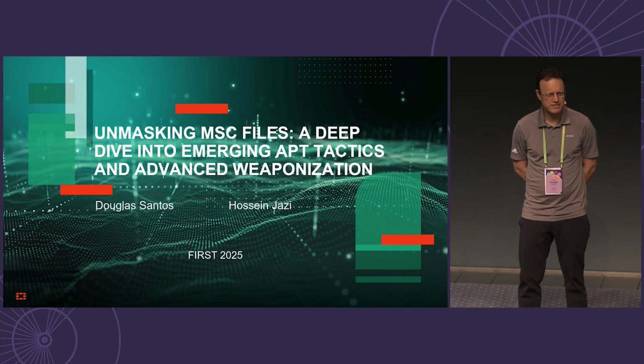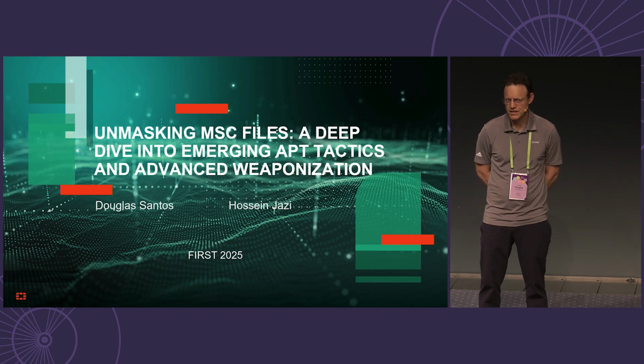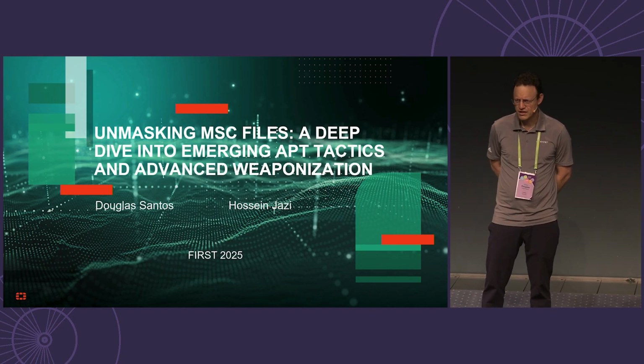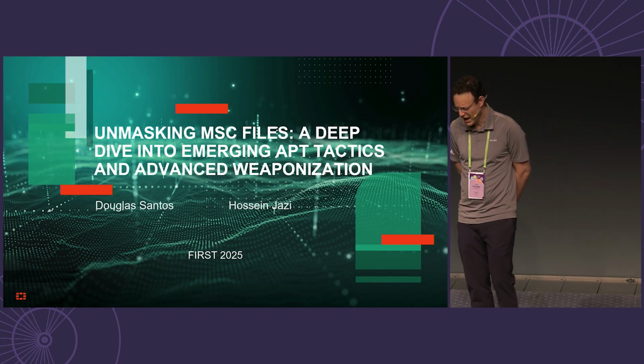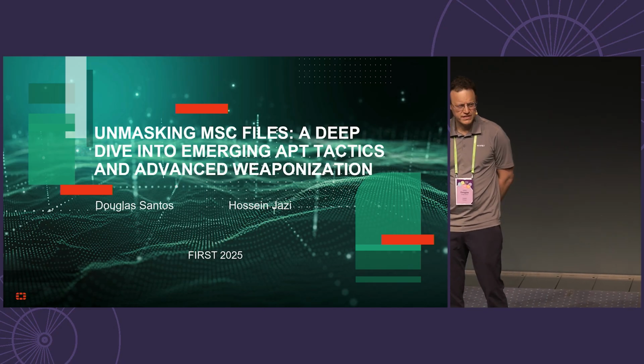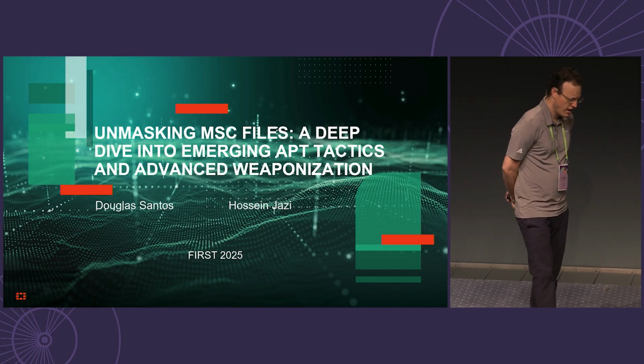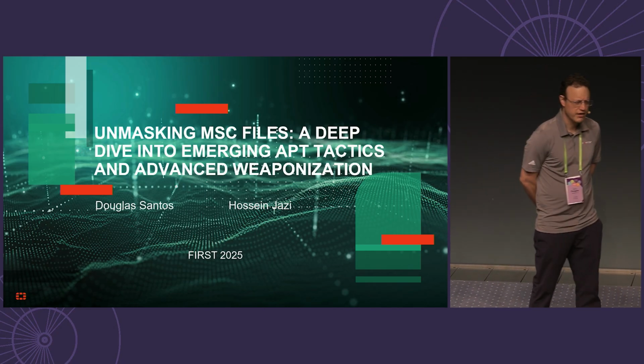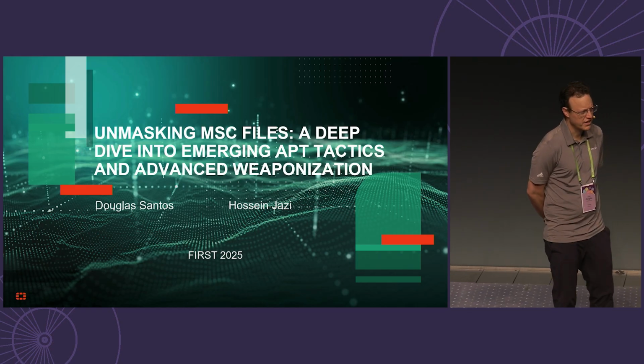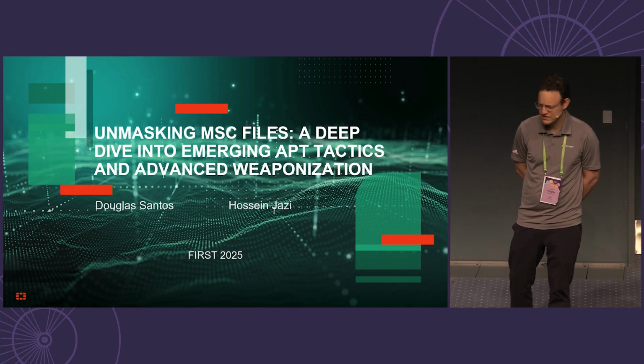The reason why we decided to do this talk is because during the course of our work, we generally come across initial access vectors from APTs, right? And those are generally Word document files containing macros. Recently, they started using ISOs and LNKs.